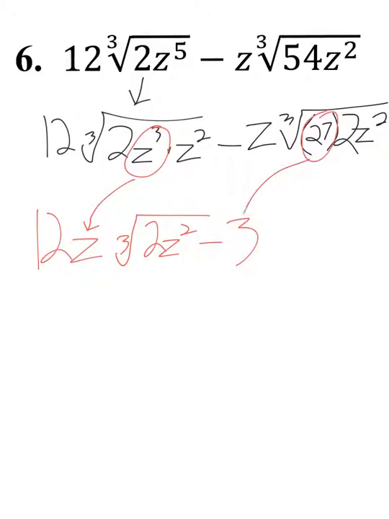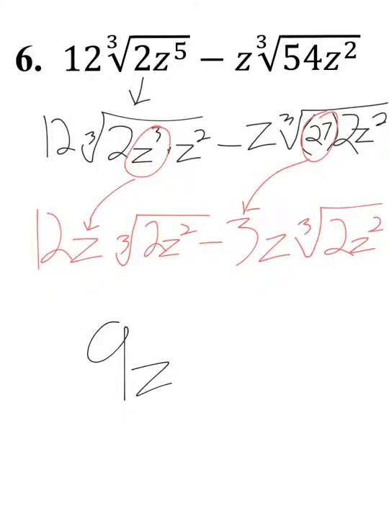So I'm going to put it on the outside, and then that z was on the outside with it already. So it leaves behind a 2z squared, just like I had on this one. So now I have the same exact radical, the cube root of 2z squared. So I just need to do 12z minus 3z. Well, that's 9z. And then everything else just carries down, and that's the final answer.